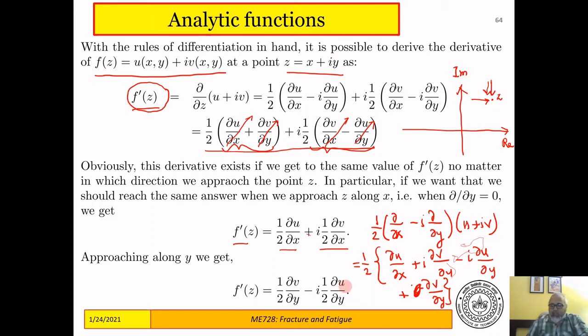Okay. Now, for f'(z) to exist, which is another way of saying that f is analytic at z, this and this have to be equal. To be equal, I must have the real parts equated and the imaginary parts equated. So ∂u/∂x must be equal to ∂v/∂y, and ∂v/∂x must be equal to minus ∂u/∂y. And if that is true, then the function f(z) is called analytic, which means it is analytic at z, and its derivatives exist at z.